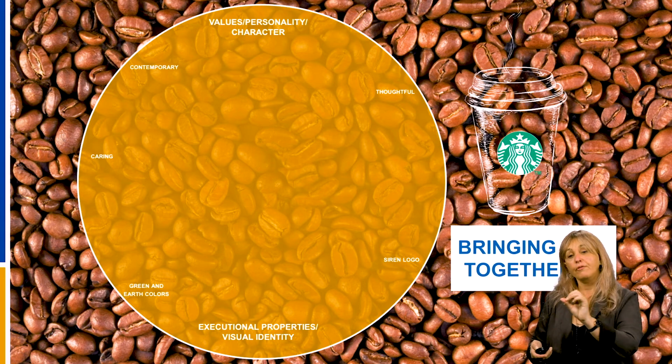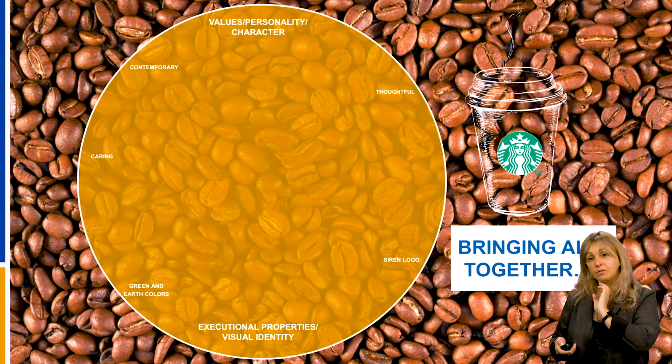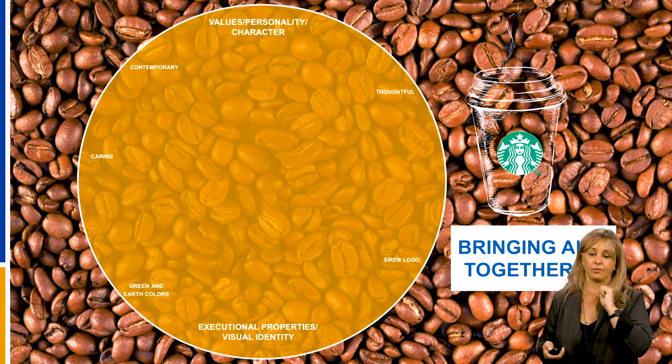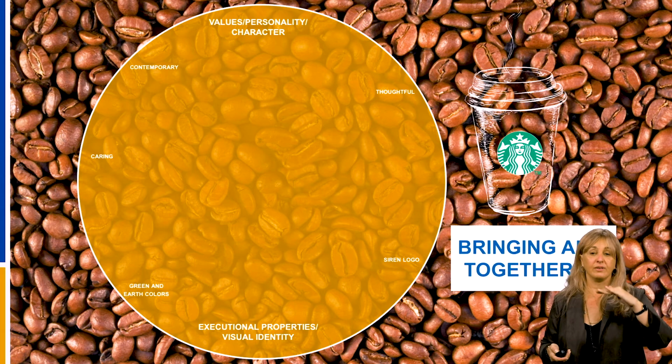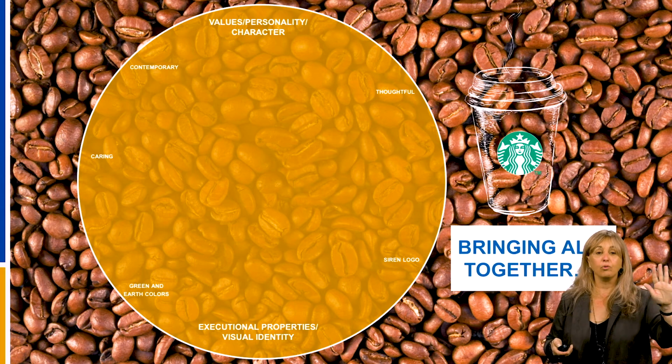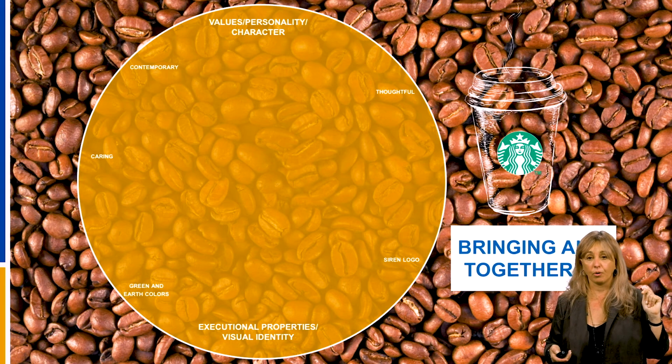If you think about Starbucks, the values are caring, contemporary, thoughtful. And the visual identity is green, and there is the logo of the siren. So that is the external, the most obvious pieces of your brand.